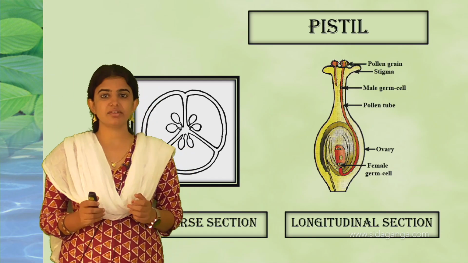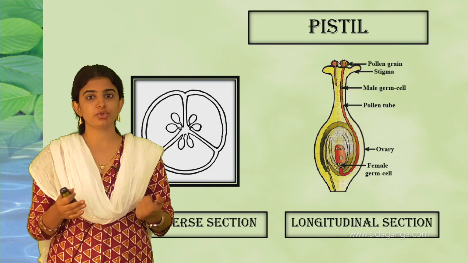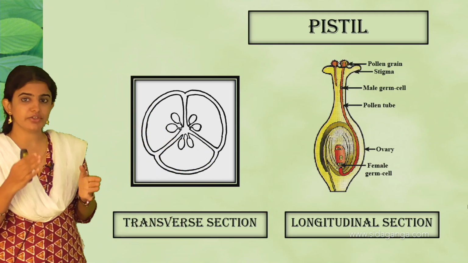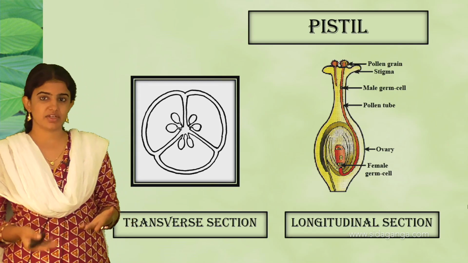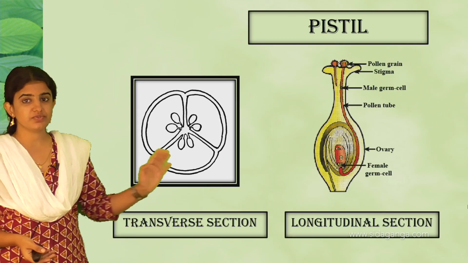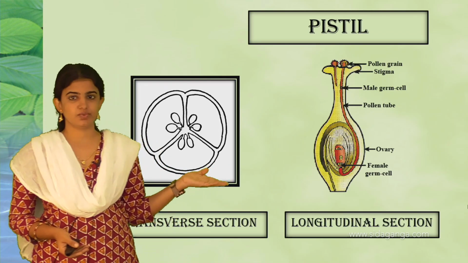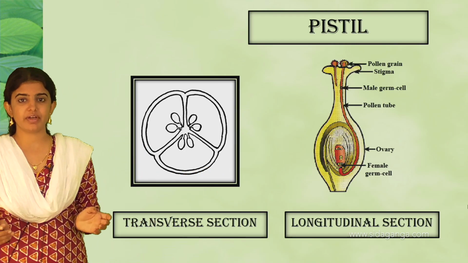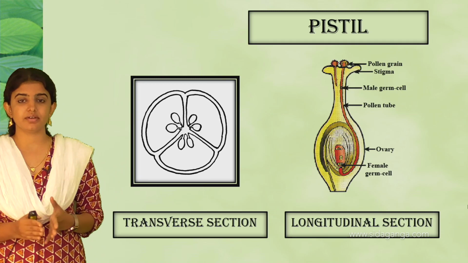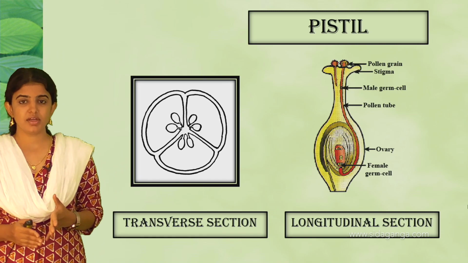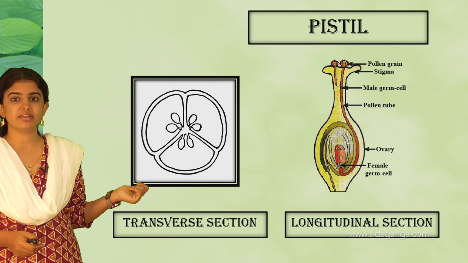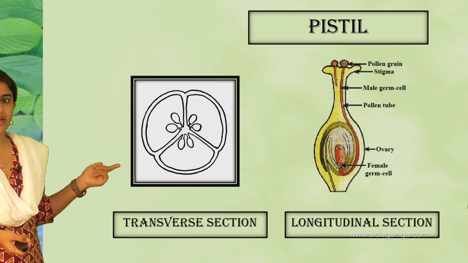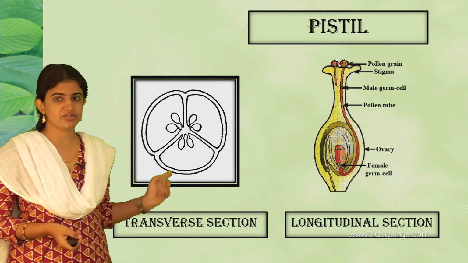Pistil, as I told you, is the female reproductive part of a flower. If we cut the pistil in a longitudinal way, the structure will be like this, and this one is the transverse section. This is how the pistil is divided, and if we cut the pistil longitudinally, we can see the arrangement of the ovules in the ovary, and the different parts of the pistil.